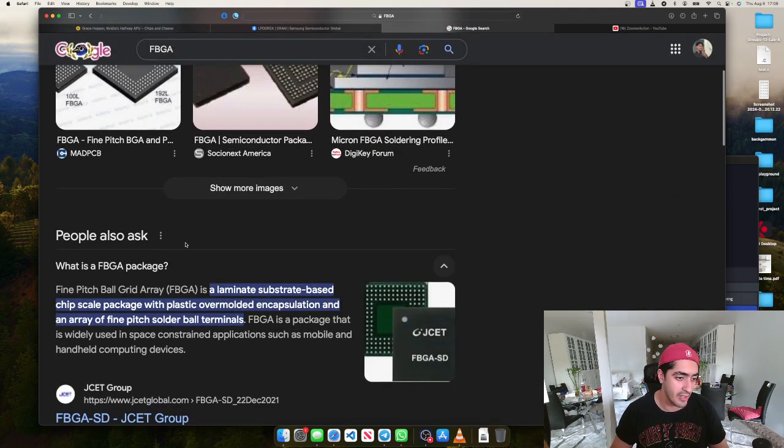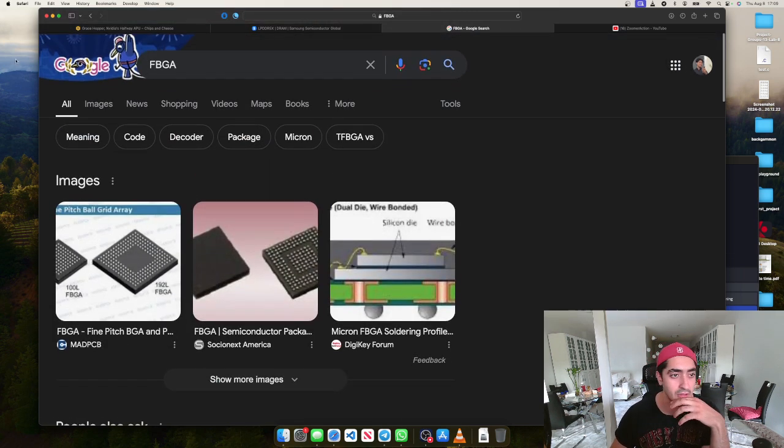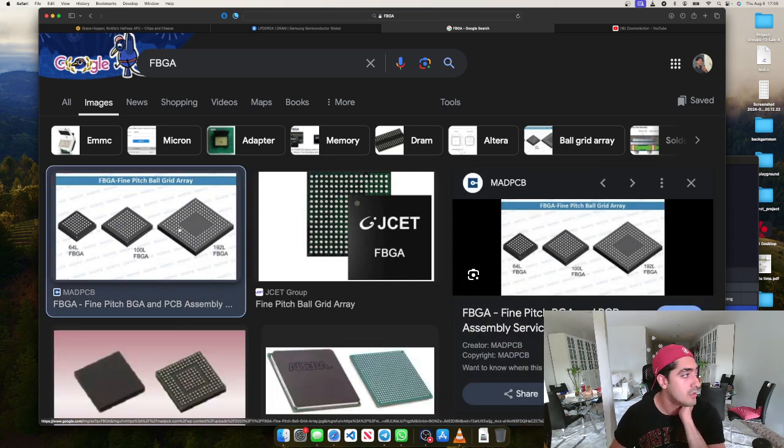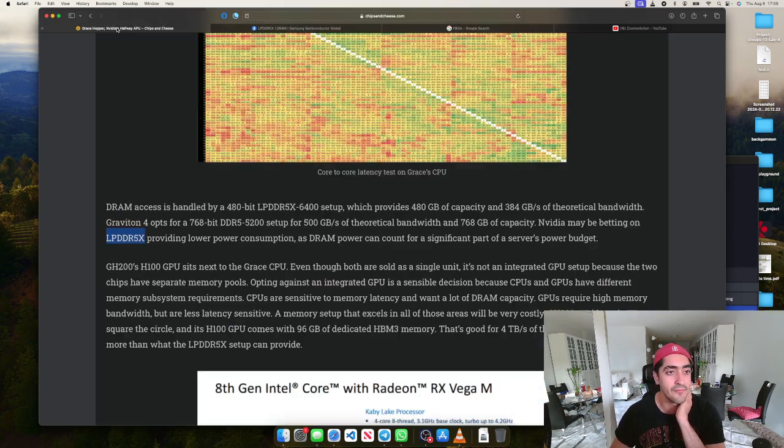Alright, so what is a FPGA package? Fine pitch ball grid array is a laminate substrate based chip scale package with plastic overmolded encapsulation and an array of fine pitch soldered ball terminals. Okay, so that's how the chip is designed to connect to the board, I guess. To whatever the board is.